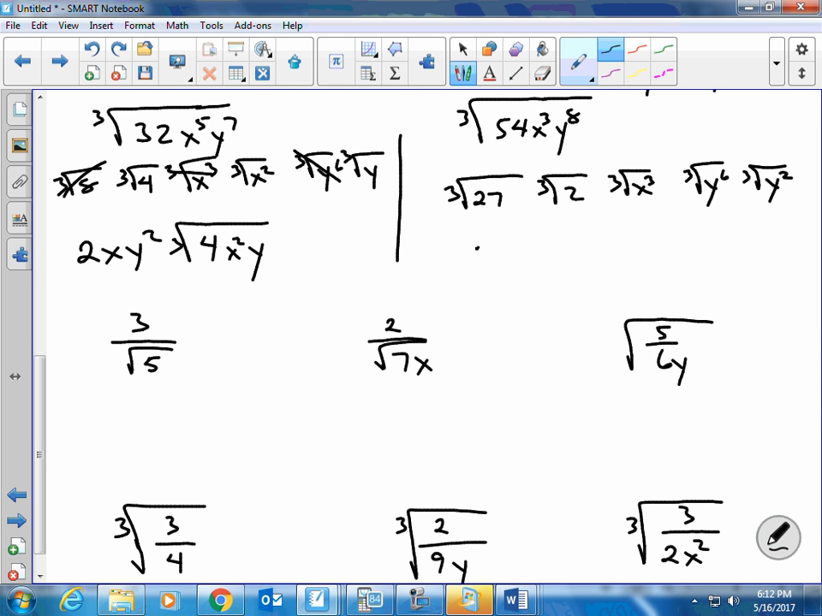Cube root of 27 is 3. Cube root of x cubed is x. Cube root of y to the sixth is y squared. What is left inside? A 2 and a y squared. Okay? There is simplifying radicals.